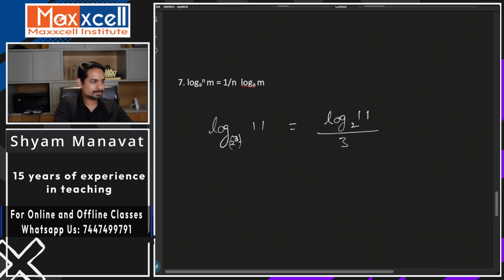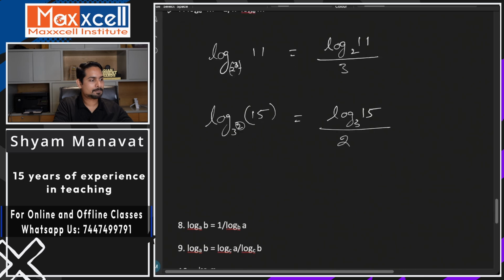Let's try once again with a different number. Log of 15 base 3 square. That's how we should read this. This will get you log of 15 base 3, and this power of the base will come as the denominator. Is that clear? This is rule number 7.